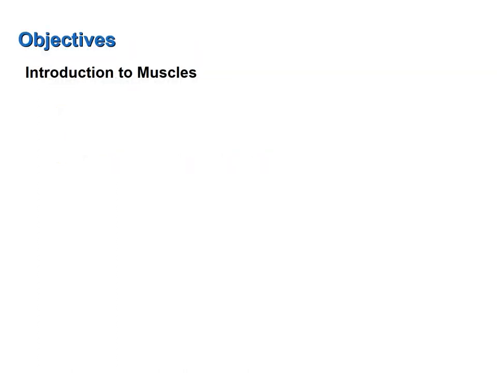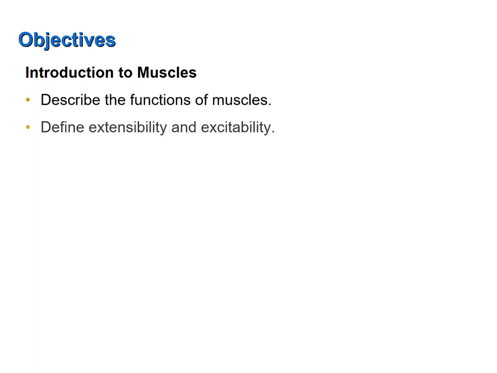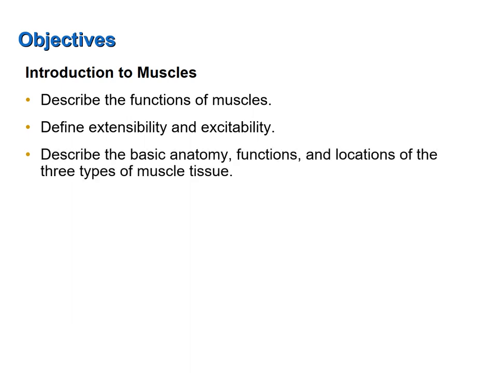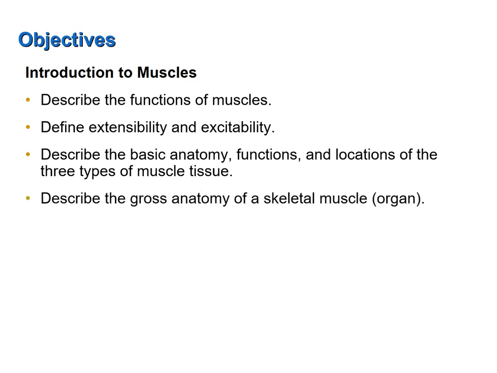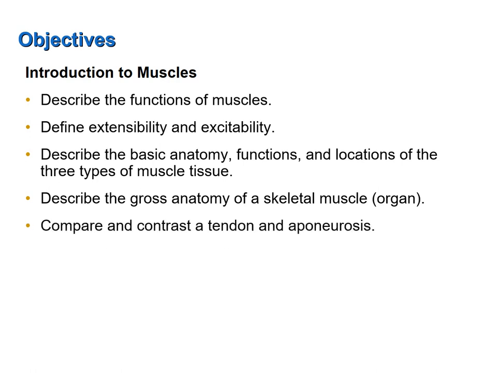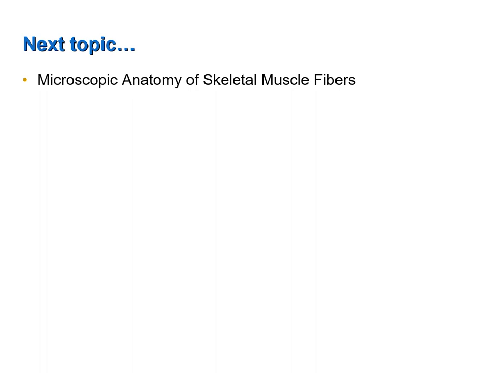Now let's review the objectives of this screencast. Describe the functions of muscles. Define extensibility and excitability. Describe the basic anatomy, functions, and locations of the three types of muscle tissue. Describe the gross anatomy of a skeletal muscle. And finally, compare and contrast a tendon and an aponeurosis. The next screencast discusses the microscopic anatomy of skeletal muscle fibers.